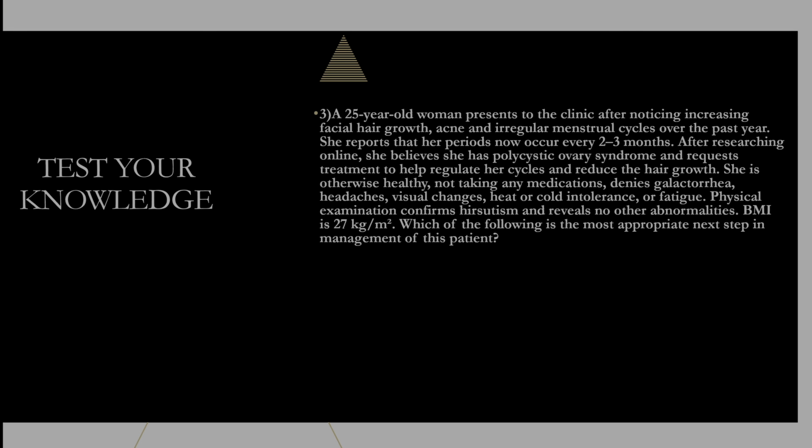Question 3. A 25-year-old woman presents to the clinic after noticing increasing facial hair growth, acne, and irregular menstrual cycles over the past year. She reports that her periods now occur every 2 to 3 months. After researching online, she believes she has polycystic ovary syndrome and requests treatment to help regulate her cycles and reduce the hair growth. She is otherwise healthy, not taking any medication, denies galactorrhea, headaches, visual changes, heat or cold intolerance, or fatigue. Physical examination confirms hirsutism and reveals no other abnormalities. BMI is 27.